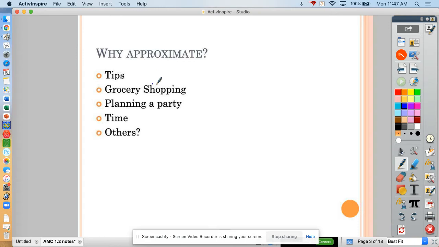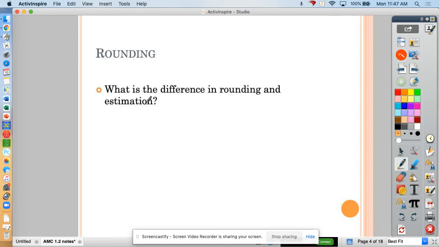So maybe you can think of some others that go along with these, and then maybe you could write down some other things that you might estimate. In class, we talked about how you could estimate maybe what your grade is, or maybe you know what your grade is, but you need to estimate what the next grade on your test has to be in order for you to keep a passing grade. So there are lots of different things that we approximate in our everyday lives. And so rounding, what's the difference in rounding and estimation? Estimation, again, is an approximate answer, but rounding actually has rules.